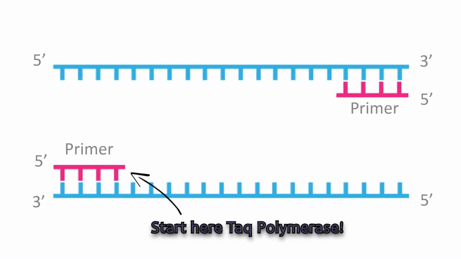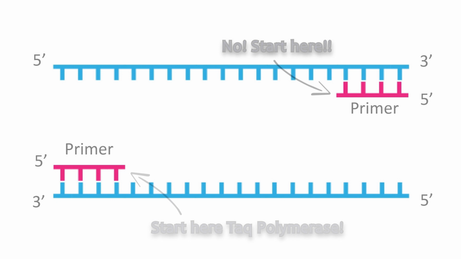Let's say you had a sequence of DNA you wanted to amplify. You start by identifying the sequence you want and choosing the primers you need. Without going into too much detail, the primers basically tell the Taq polymerase where to start copying from. Choosing the wrong primers means that you amplify the wrong segment of DNA.